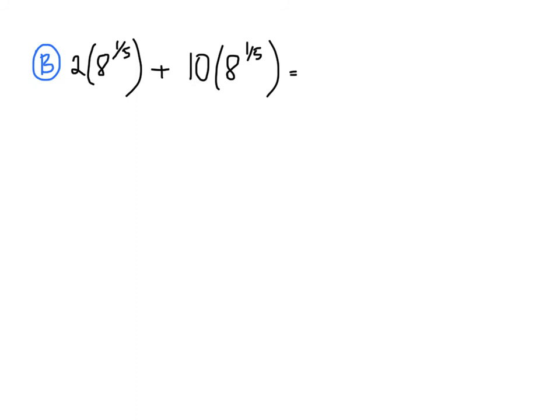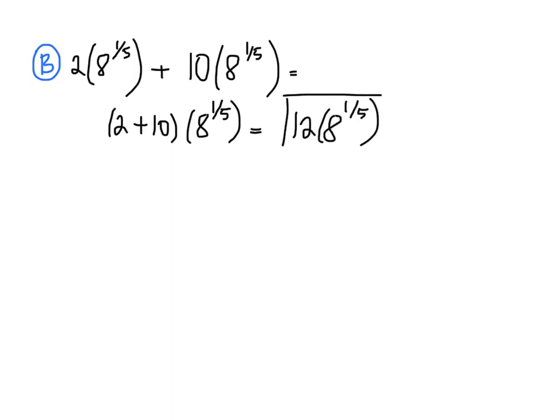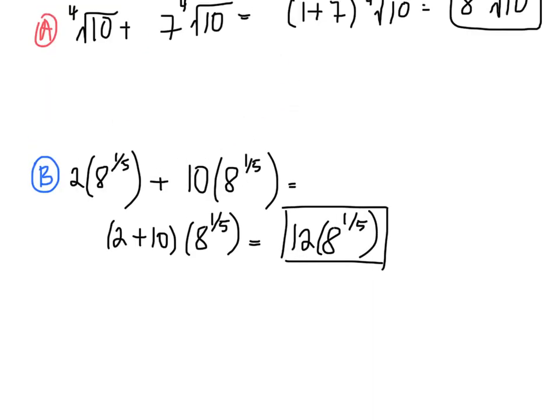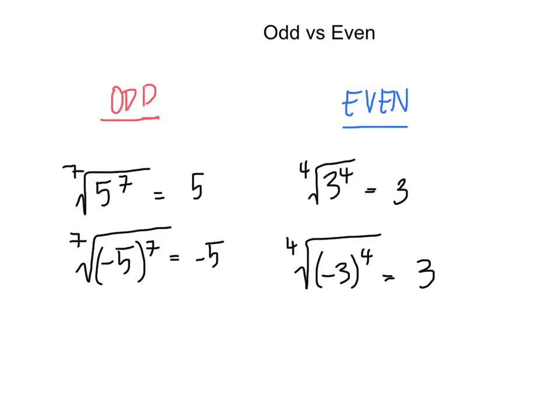So our second problem, we have 2 times 8 to the 1/5 plus 10 times 8 to the 1/5. Once again, we can group 2 and 10 together, and we just have 8 to the 1/5. And our answer is 12 times 8 to the 1/5. Whenever you share a like radical, you can group the problem together. So we have 2 and 10 and 1 and 7.